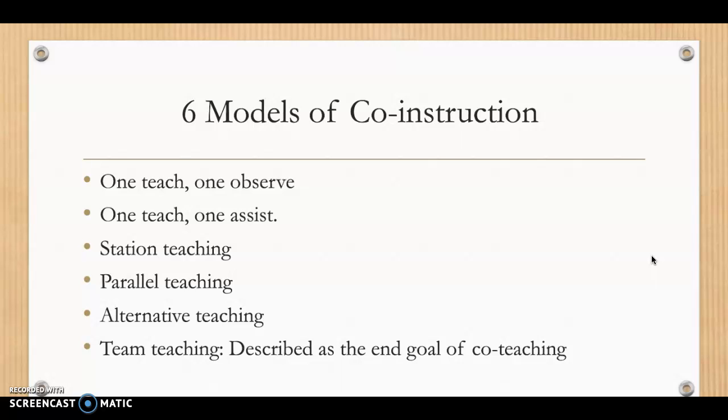Research has provided no conclusive or statistically significant data on one of these models being better than the other. It really just depends on what you and your co-teacher determine is the best fit for that specific lesson. There is a difference found in how often these models are seen in the classroom. One teach, one observe, and one teach, one assist are commonly found in elementary school classrooms. They require lower levels of collaboration and communication.